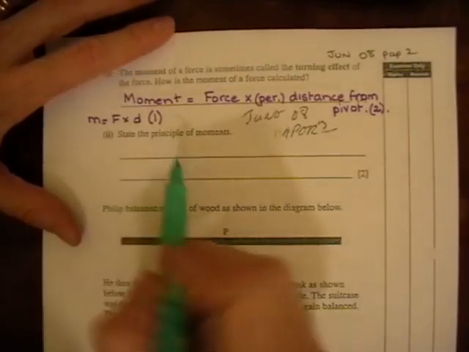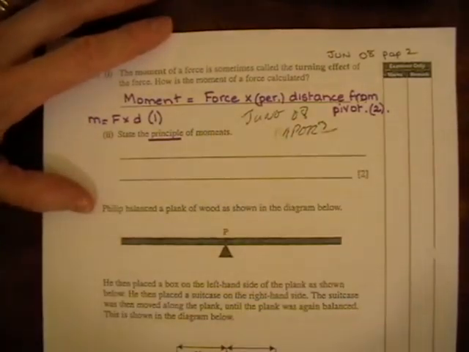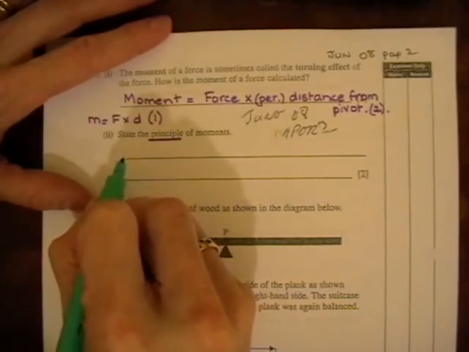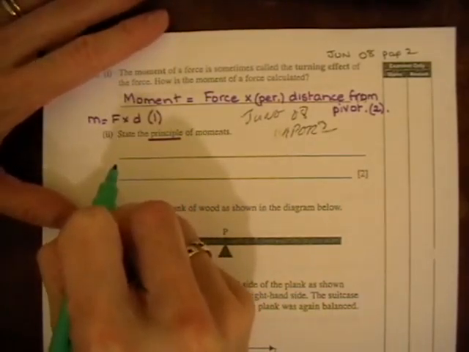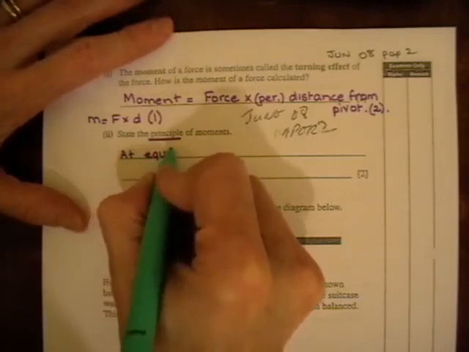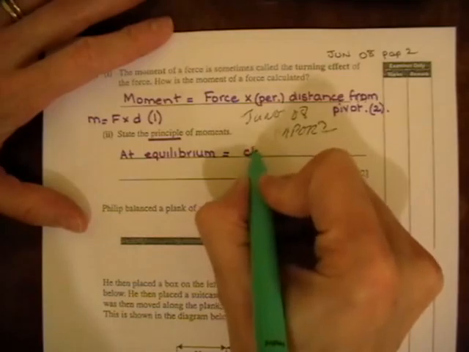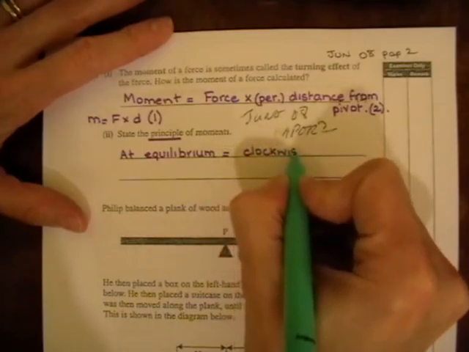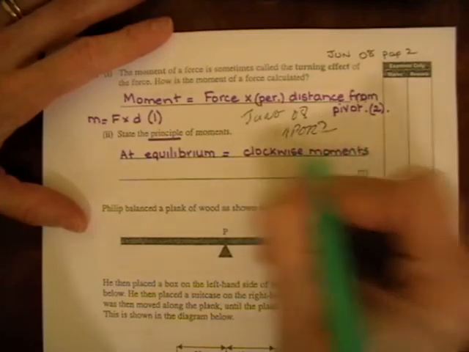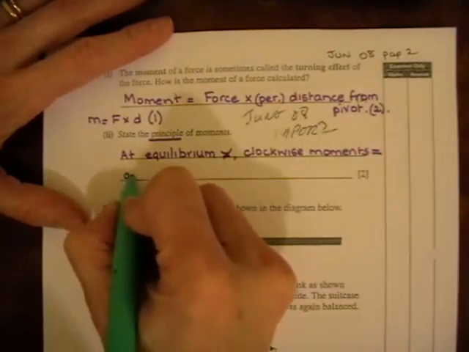Okay, part 2, state the principle of moments. So the principle is this idea of the moments being balanced. Now, to get 2 marks, you have to say something about when moments are balanced, or when an object is balanced, or a good word to use is at equilibrium. And equilibrium means balanced. And then you can say the clockwise moments, I shouldn't have put an equal sign in there, just a wee comma. Clockwise moments equals the anti-clockwise moments.